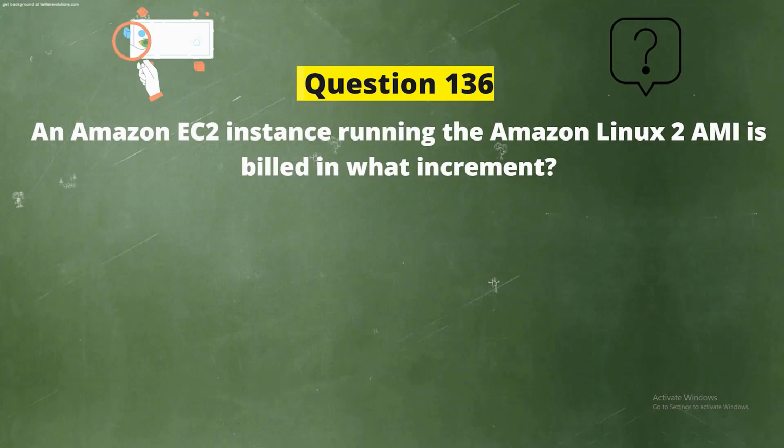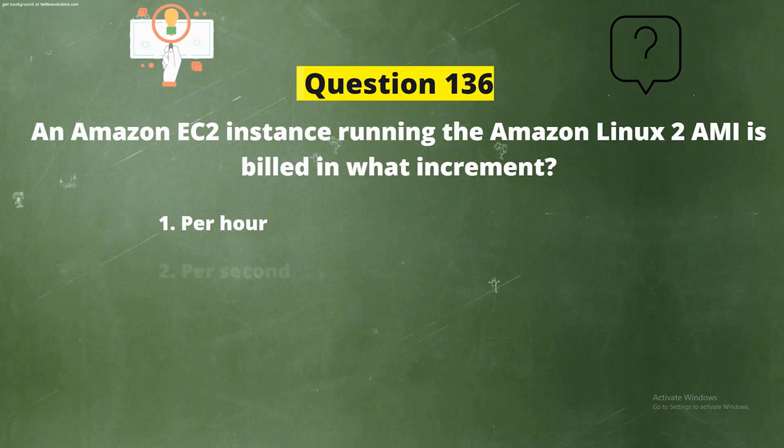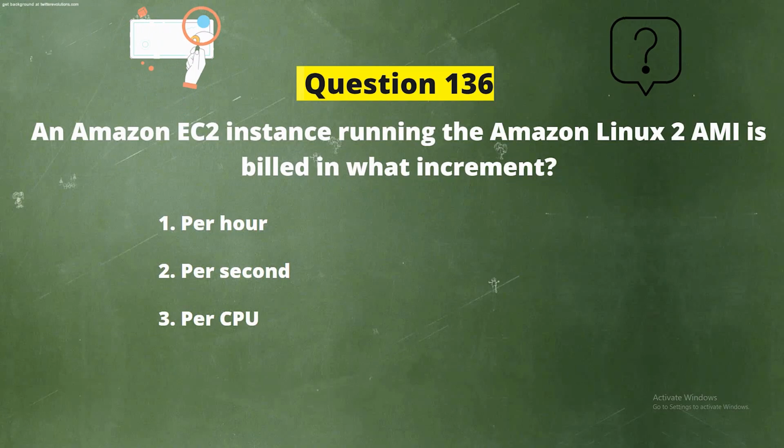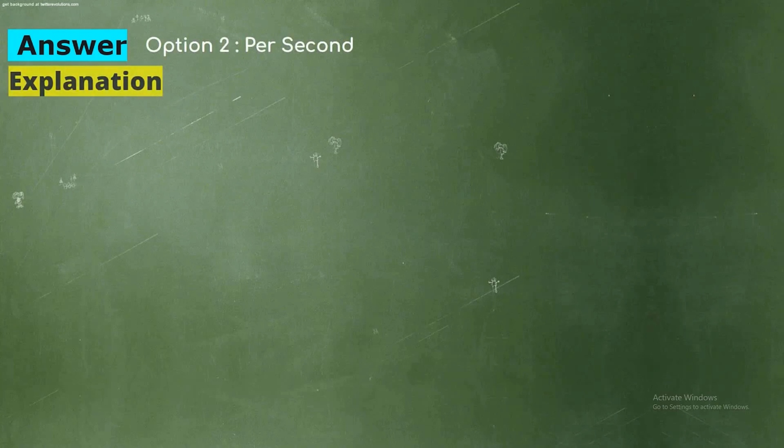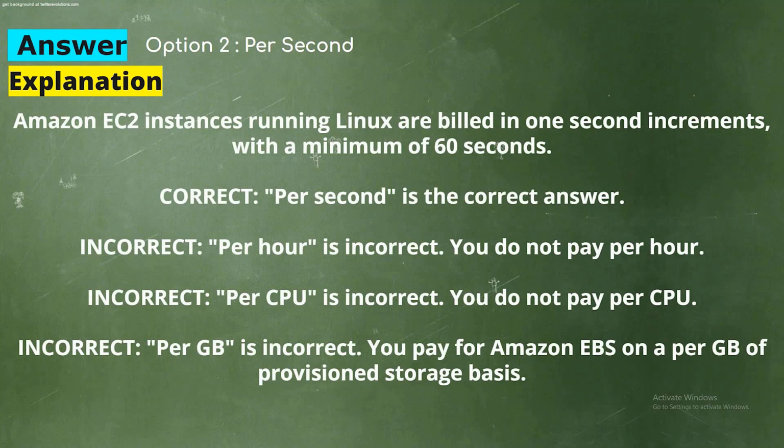Question 136. An Amazon EC2 instance running the Amazon Linux 2 AMI is billed in what increment? And the options are: Option 1. Per hour. Option 2. Per second. Option 3. Per CPU. Option 4. Per gigabyte. And the correct answer is Option 2. Per second. Explanation. Amazon EC2 instances running Linux are billed in 1-second increments, with a minimum of 60 seconds.